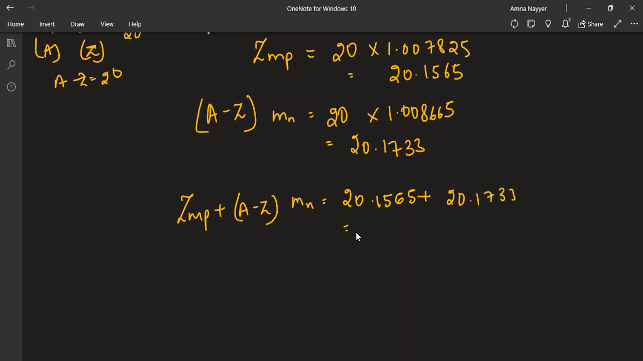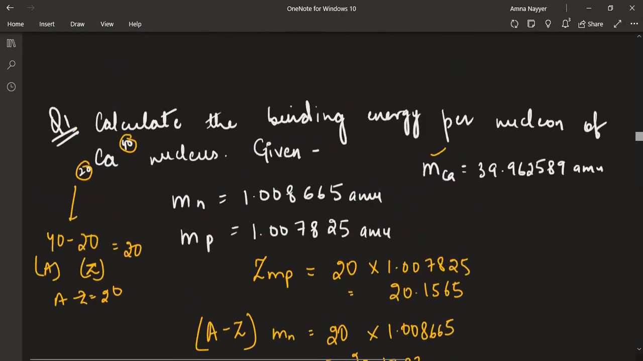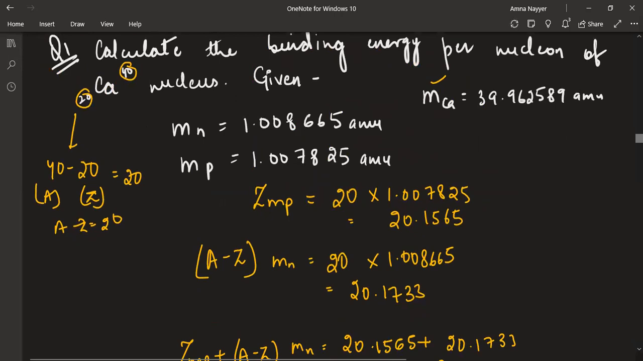20.1733, right? So this should be how much? This is 20.1565. So it should be around 40.3298. So now we have to subtract the mass of the nucleus, that is the mass of the calcium atom. How much is it given? I think the answer would be 0.34 something.